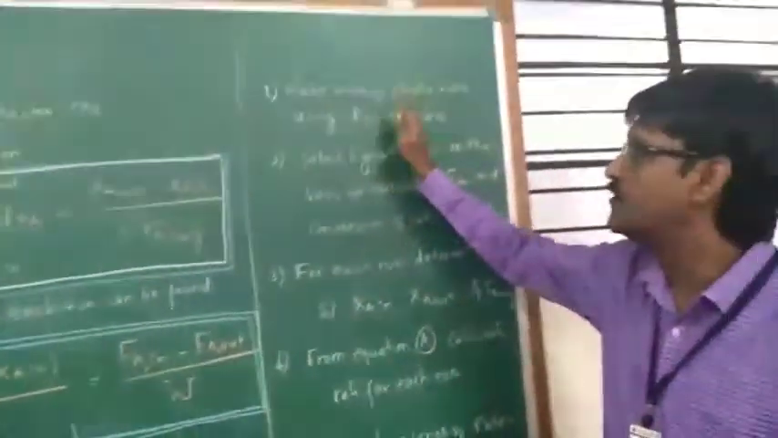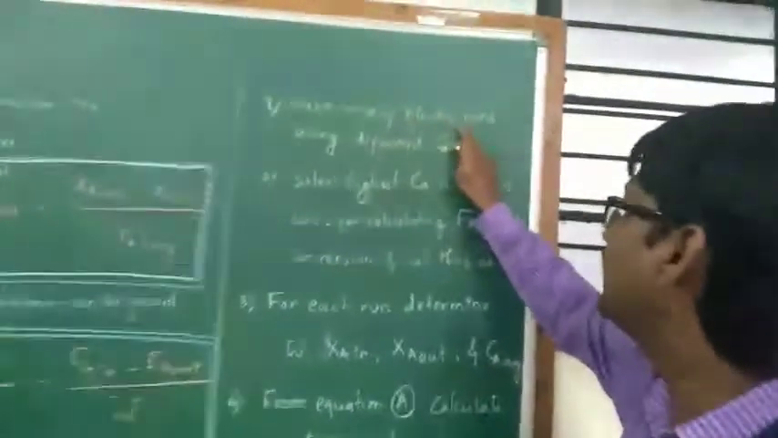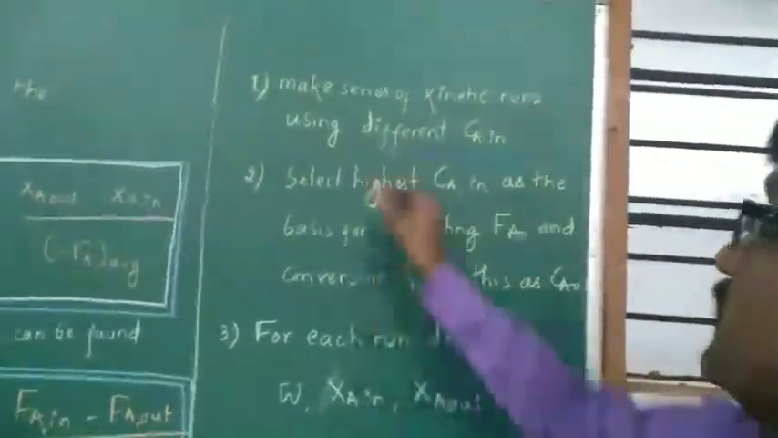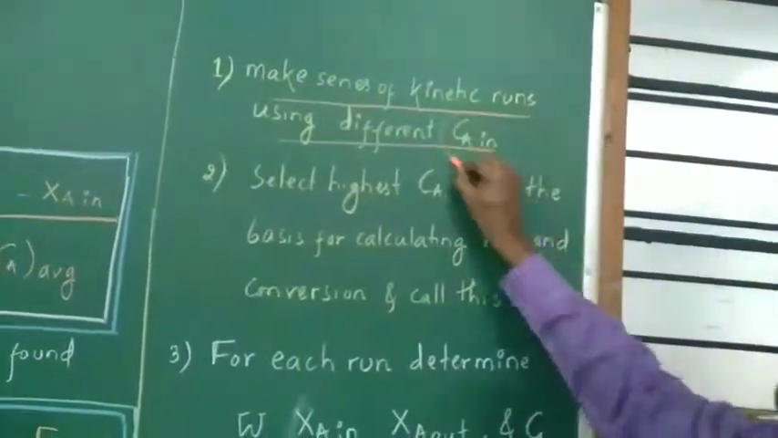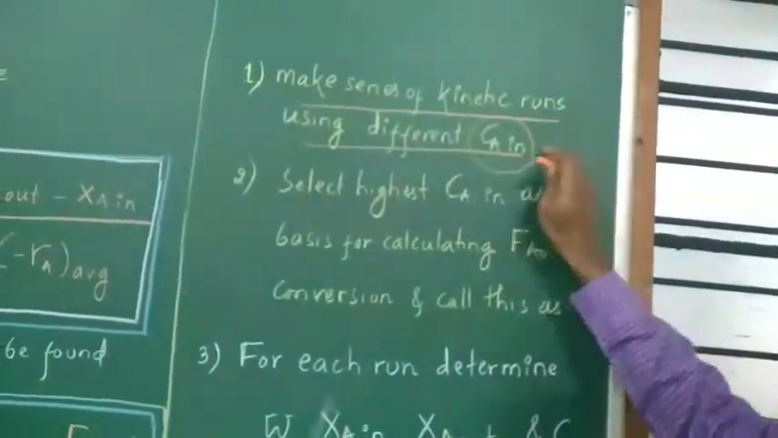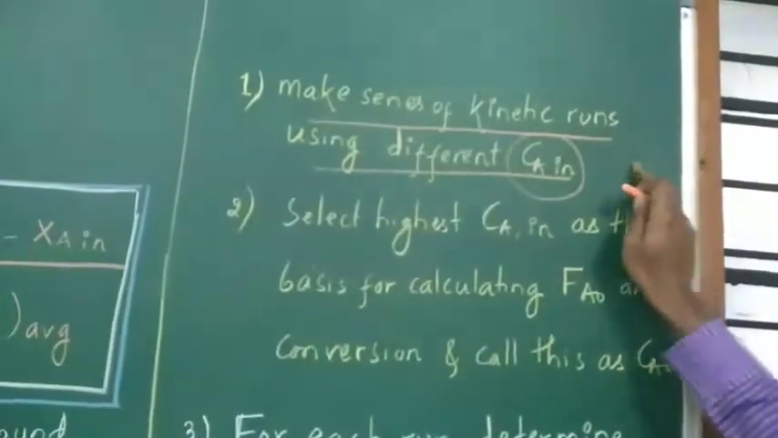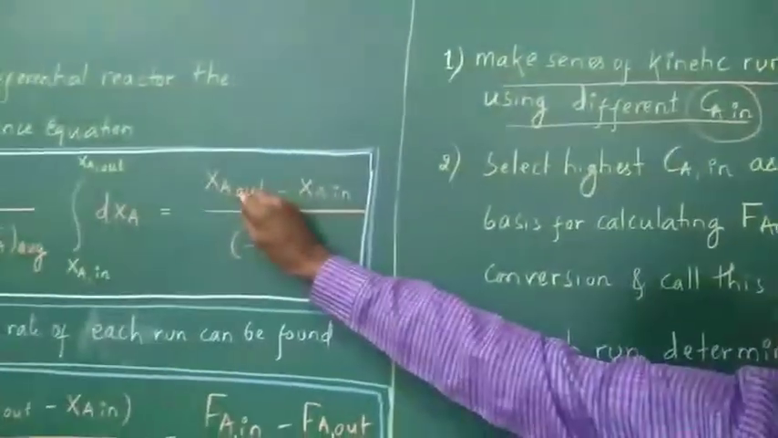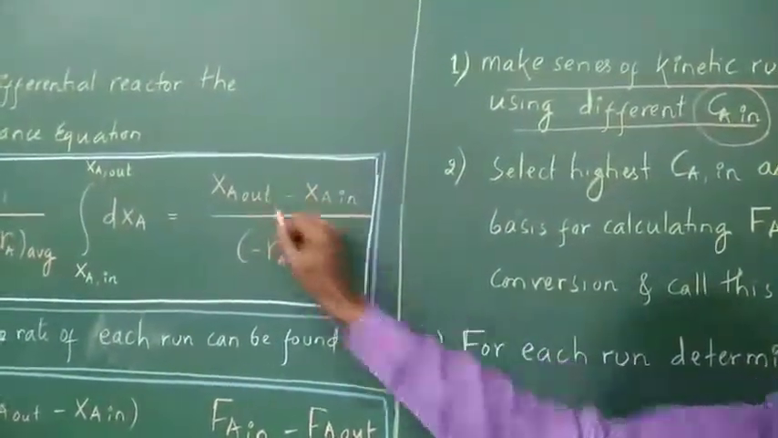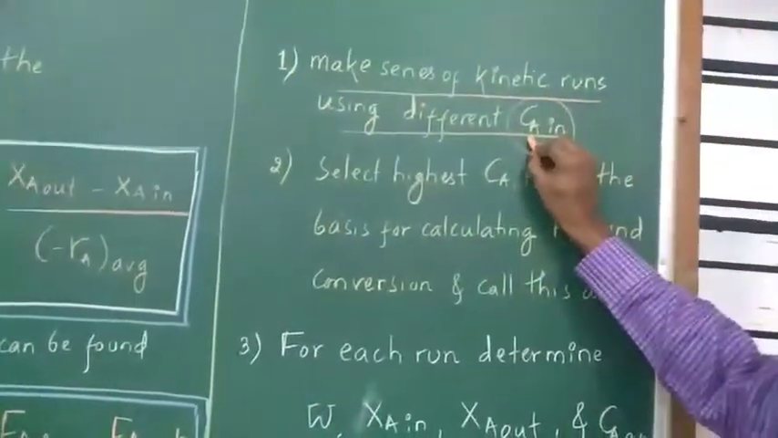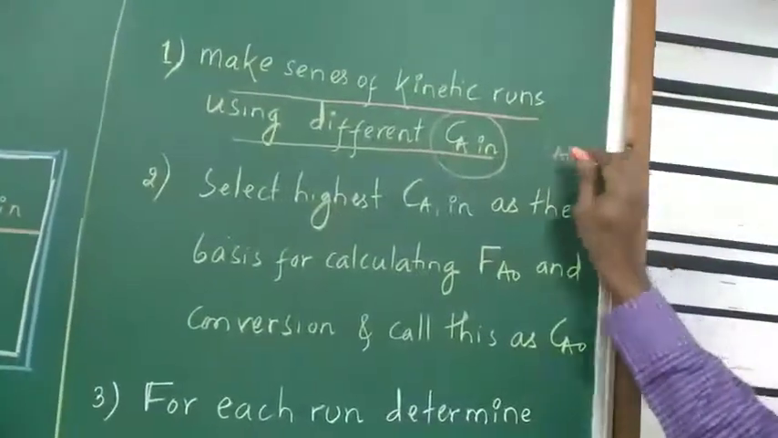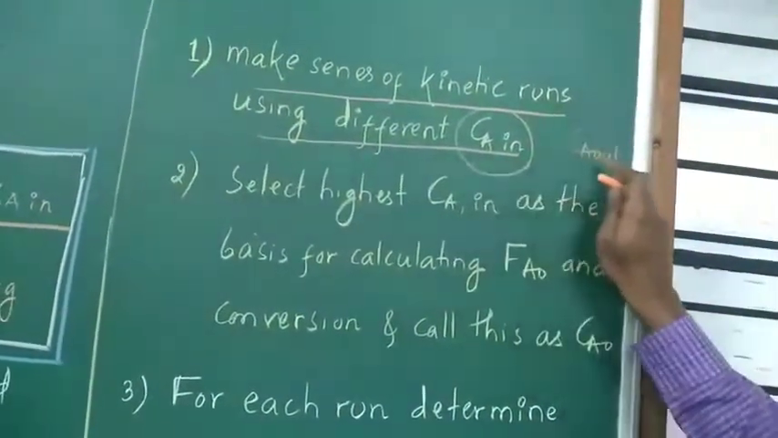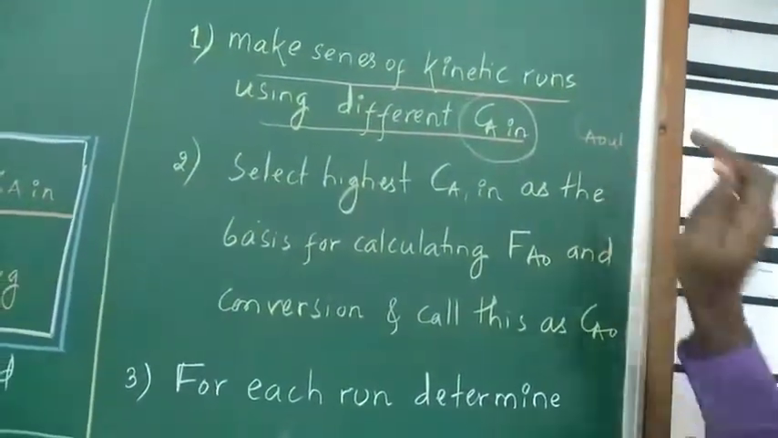You can see here how to start. Make a series of kinetic runs using different CA in. What happens if you use a different CA in? Every time we will get a different CA out. Therefore, Xa out will be changing. So when you are changing the CA in, definitely you will be changing CA out. Therefore, for a different value of CA in, you will get a different value of CA out.